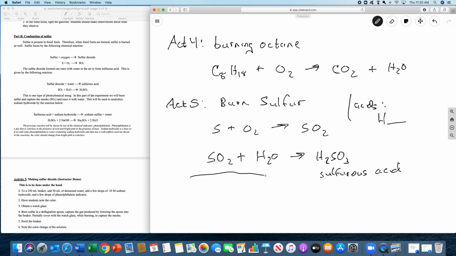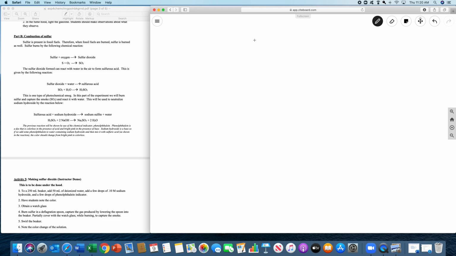Now, an interesting property of acids is acids react with bases. Now, what a base does, we'll do acid-base chemistry later, but we're going to use a chemical indicator, and we're going to use a base. So sodium hydroxide, I'm going to clear this screen here, and then we'll continue with this. So this is still activity 5.